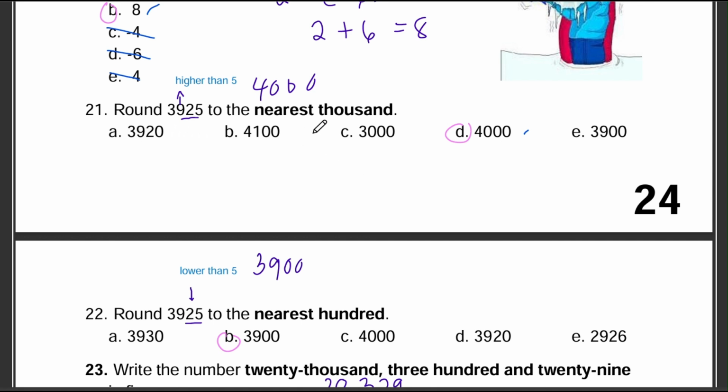3,925 is nearer to 4,000 than 3,000. The rule is, if the number is 5 or higher, we round up. Why not the others? A. 3,930 is not the nearest thousand. B. 4,100 is too high. C. 3,000 is too low. E. 3,900 is too low.